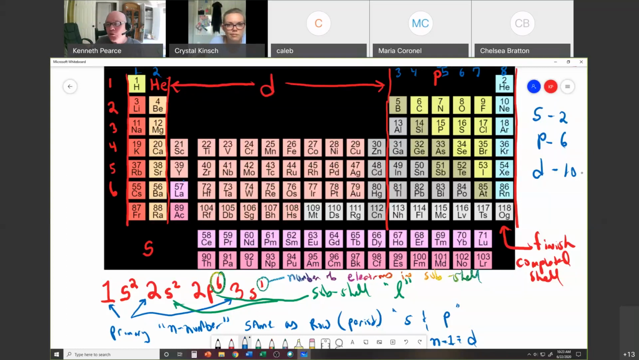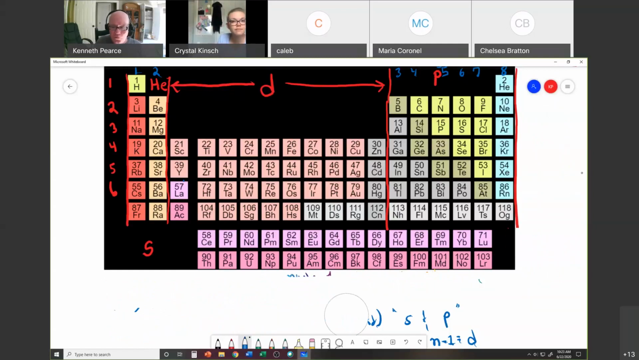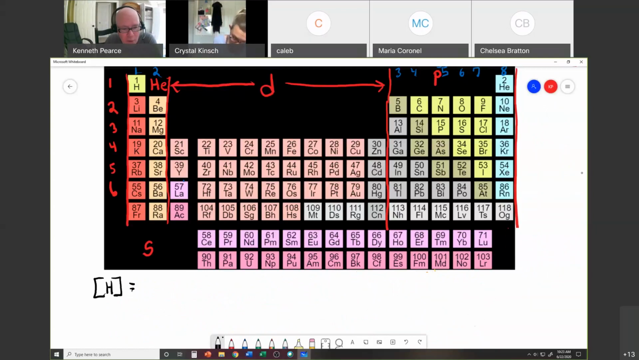All right, so let's go ahead and do some electronic configurations. Let me show you how to do it. All right, let me erase some of this. Like I said, I'm going to try to use this particular periodic table, just so it's consistent. All right, so let's take a look at hydrogen. And the way we're going to do this is we're going to write a bracket H for the element that we're trying to find the electronic configuration of, okay?